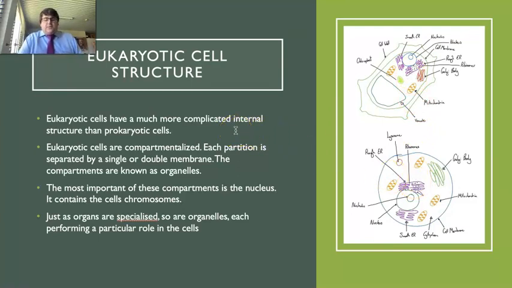Now the eukaryotic cells as well, they've got a much more complicated internal structure than prokaryotic cells, and that's because they're compartmentalized. Each partition or organelle is separated by a single or double membrane, and they are the main key differentiating feature from eukaryotic to prokaryotic cells. So only eukaryotic cells have these organelles. Most important of those organelles is obviously the nucleus.